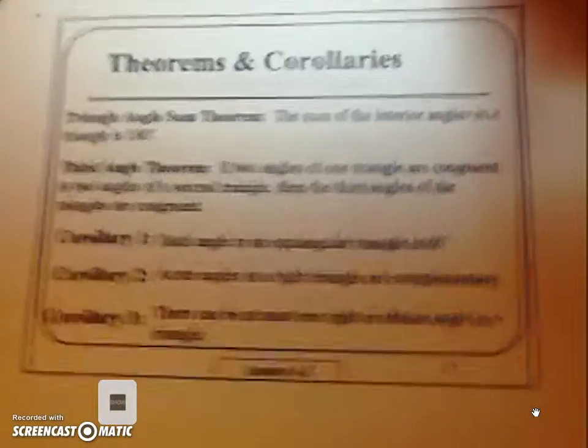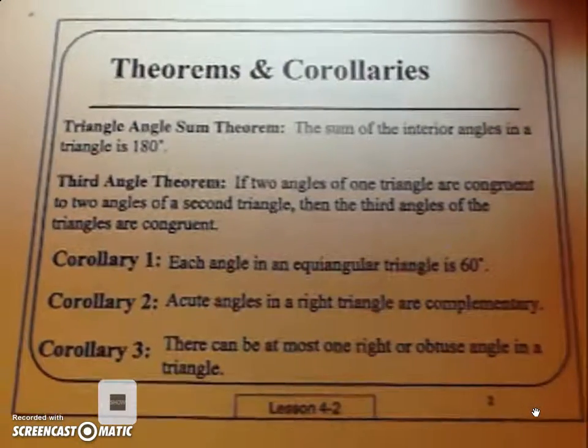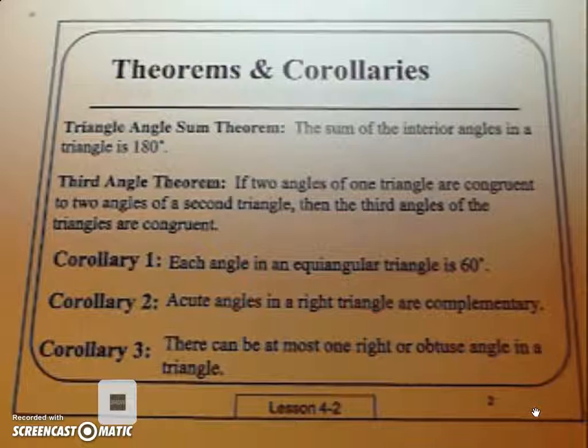So if you'll take a look at this list here, we have a couple of theorems, which remember are rules that we have proven to be true so then we can use them. The triangle angle sum theorem says the sum of the interior angles in a triangle is 180 degrees. The third angle theorem says if two angles of one triangle are congruent to two angles of another triangle, then the third angles of the triangle have to be congruent. Those two we're pretty familiar with, and especially that second one, it just makes logical sense.